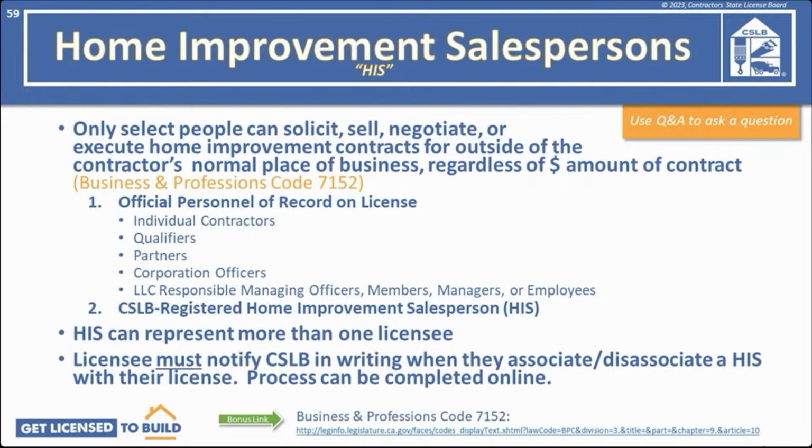Without an HIS, the official personnel of record on a license are the only ones who can solicit, sell, negotiate, or execute a contract. That includes individual contractors, license qualifiers, partners, corporation officers, and LLC responsible managing officers, members, managers, or employees. A HIS can work for more than one contractor. The licensee must notify CSLB when they either associate or disassociate an HIS with their license. This process can now be completed online as well.